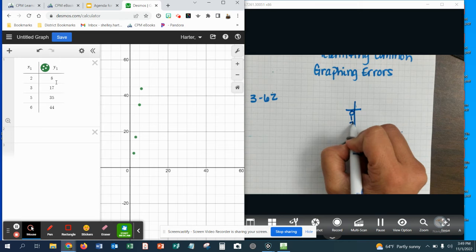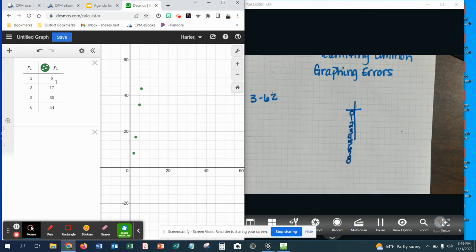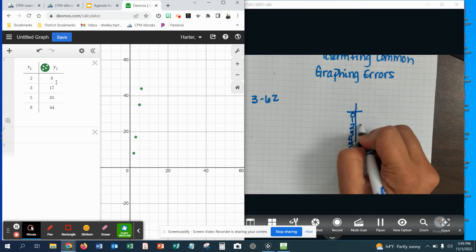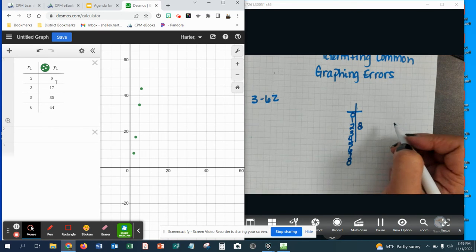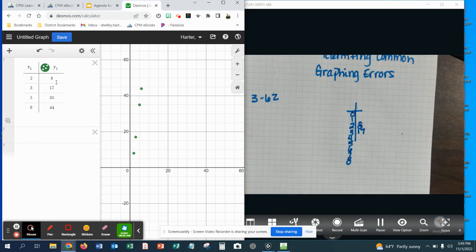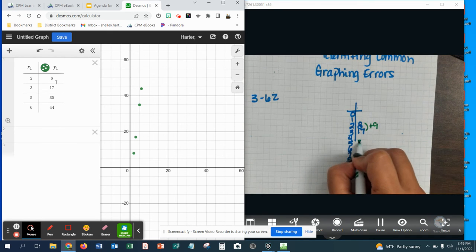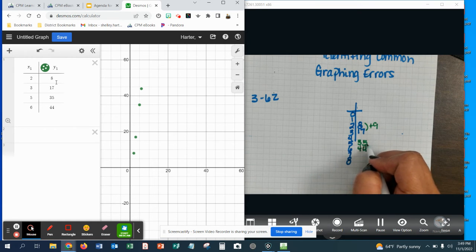We need 0, 1, 2, 3, 4, 5, 6, 7, 8. And 2 and 8, 3 and 17. So this would be going up by 9. Our next clue is 5 and 35, and then 44. It went up by 9. So 9 plus 17 is 26.